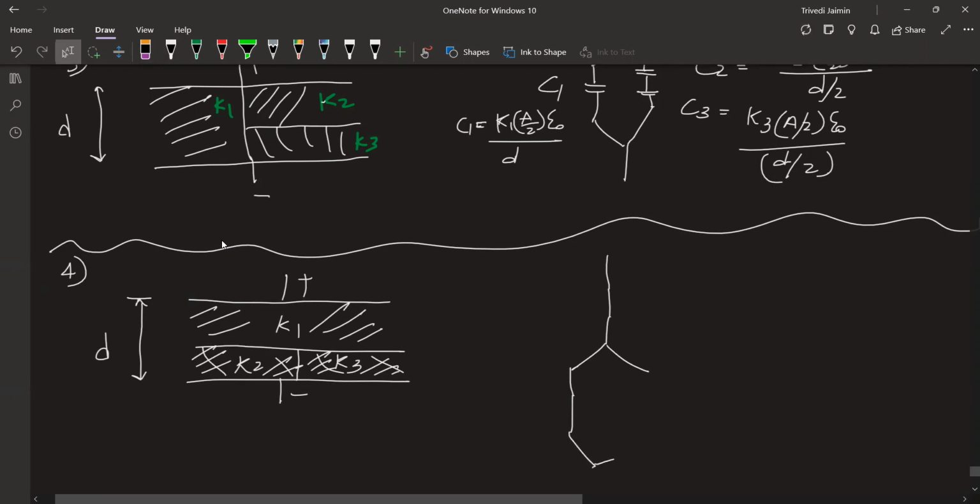So on top it will be one capacitor and down it will be two, sir. In the sense here, left side, right side? No, sir, top and bottom. Top and bottom here. Okay. So you mean this one here?